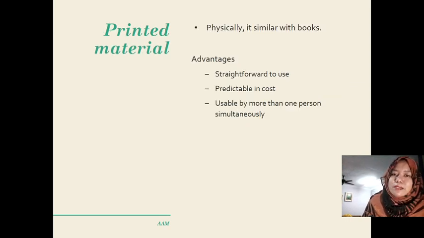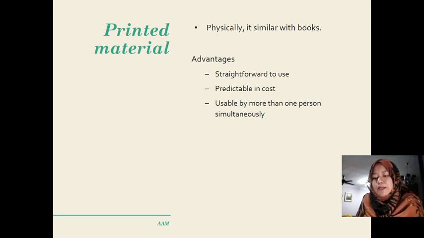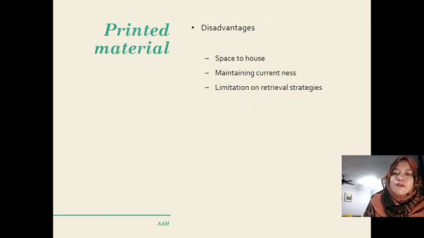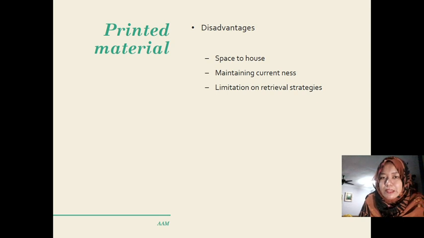So printed materials, as usual, the user physically handles them, similar to books. The advantages of printed materials: definitely straightforward to use, same as when you are browsing the books themselves. Predictable in cost, meaning you know how much cost is involved in finding that information, for example the price of the book itself, so you can predict within that amount. And usable by more than one person simultaneously: if one person has already finished, you can pass it to another person. While the disadvantage of printed materials is the space to house them.